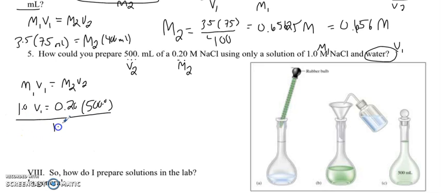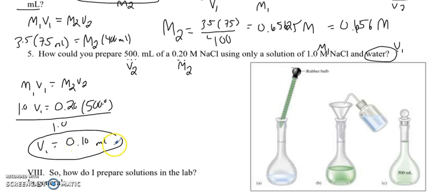So I'm going to divide everything by 1 to get V1. So V1 is 0.2 times 500 divided by 1. So you should get 0.10 milliliters. So what this is saying is I need 0.1. Oh, is that milliliters or liters? Oh, that's my liter answer. I already converted. So hold on. We're going to go back and fix that. My calculator, I did it in liters, but here I did it in milliliters. So we're taking 0.2 times 500 divided by 1 should be 100. So 100 milliliters, which is 0.1 liters.